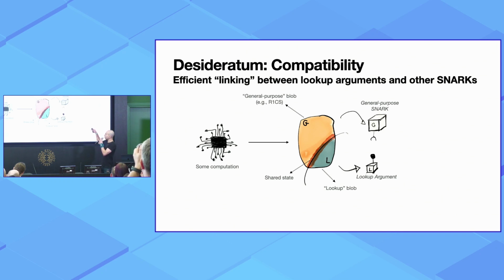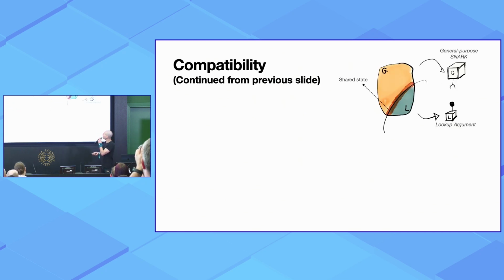Some ways are nice, so they're going to link to each other nicely. Some ways are going to be less nice, less intuitive. I mean, you can still do that, but it's going to be more costly. So let's open the box of compatibility.